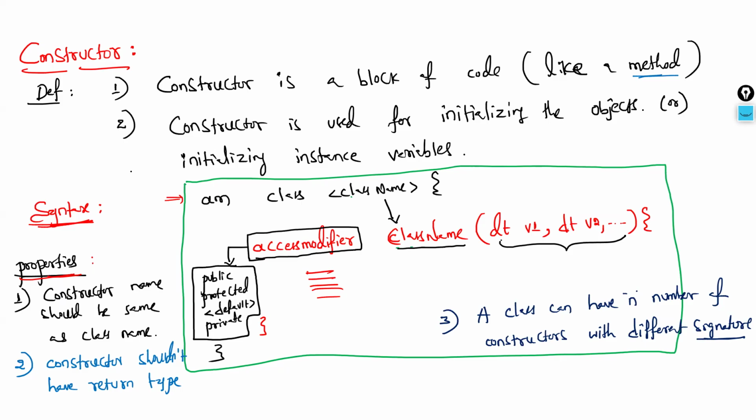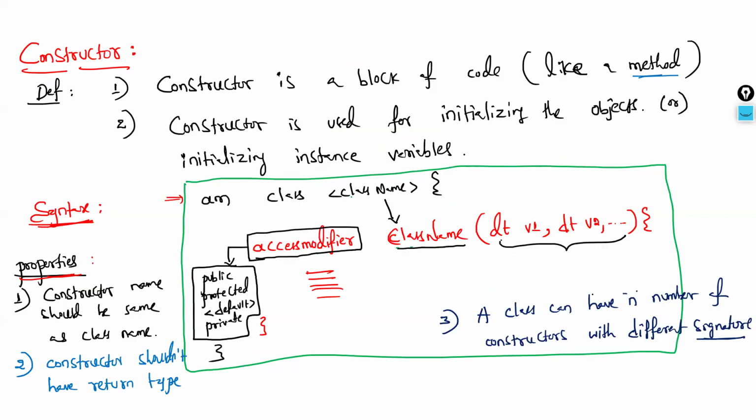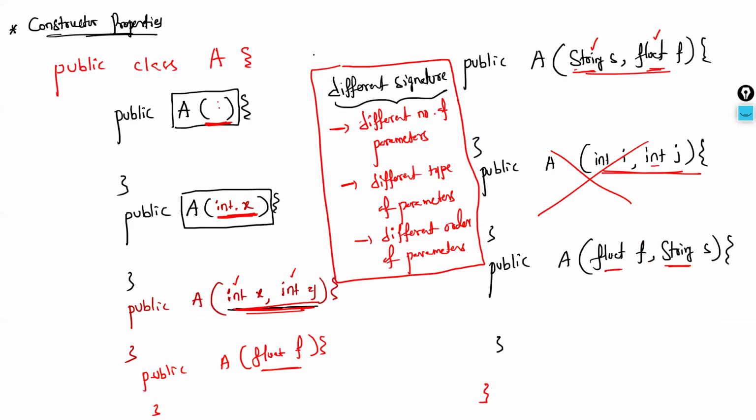All of you, these properties, and especially, here I'm using a term: a class can have n number of constructors with different signatures. What is the meaning of this different signature? I gave the example, then I gave the points also. Am I clear? Yes.